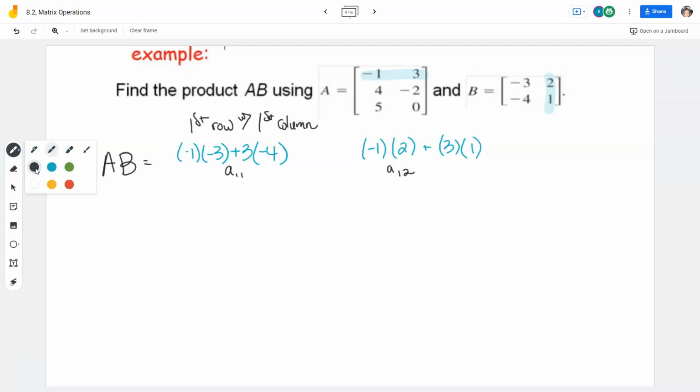The question I have is, can you get A21 and A31? Yes. Can you get A22 and A32? Ready, set it up.